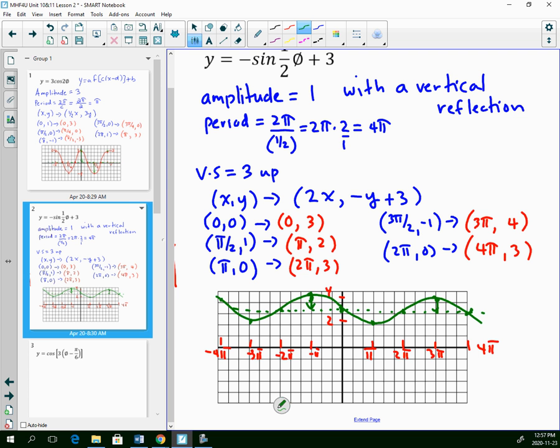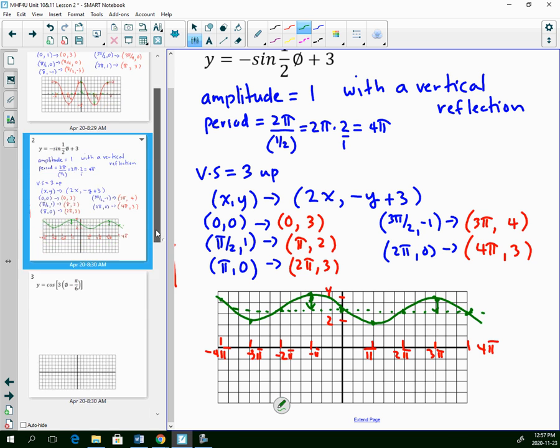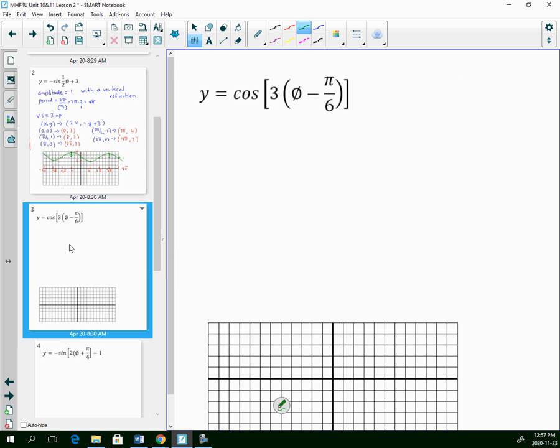Okay, any questions on the first two graphs? Have a look here. Okay, so here's the next one.